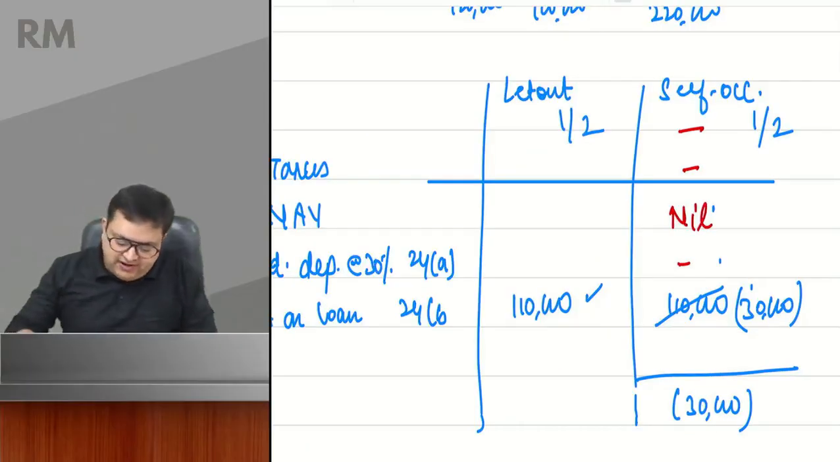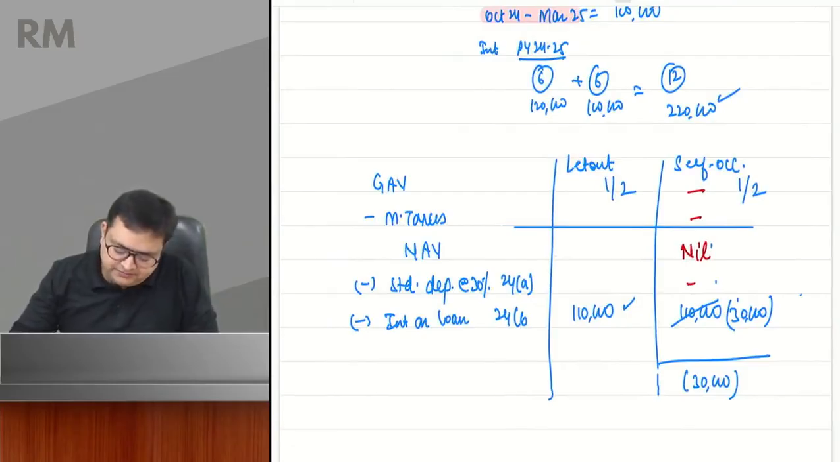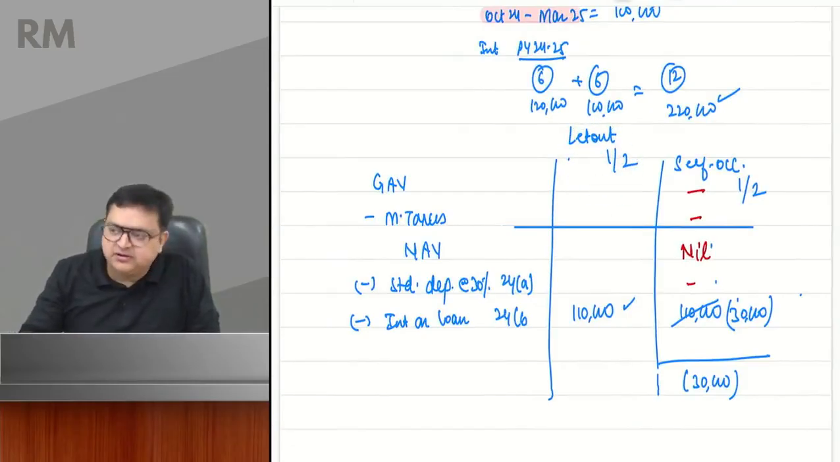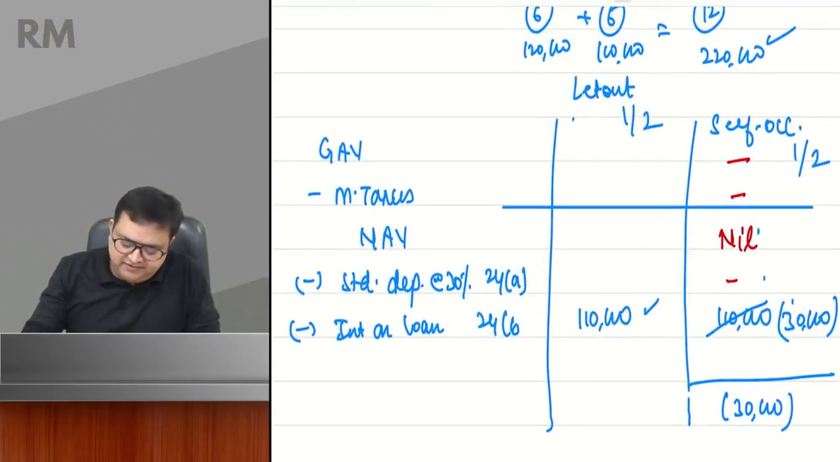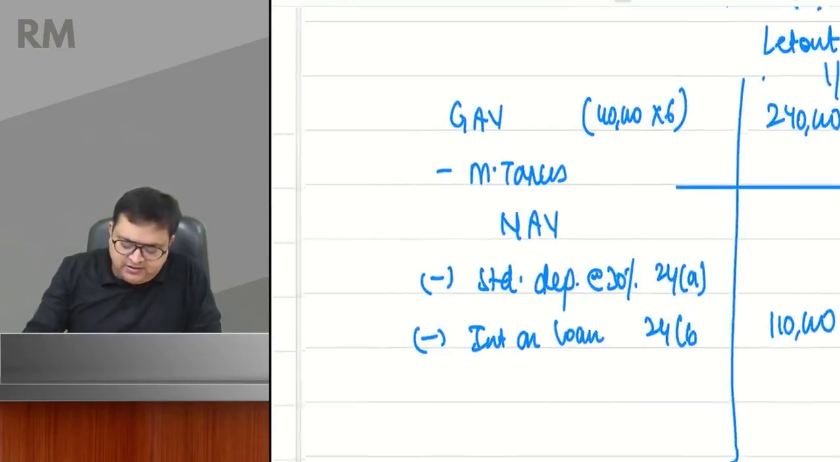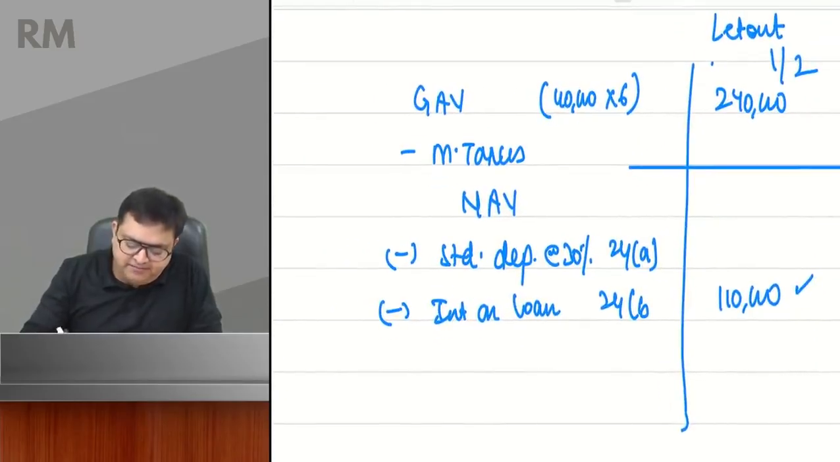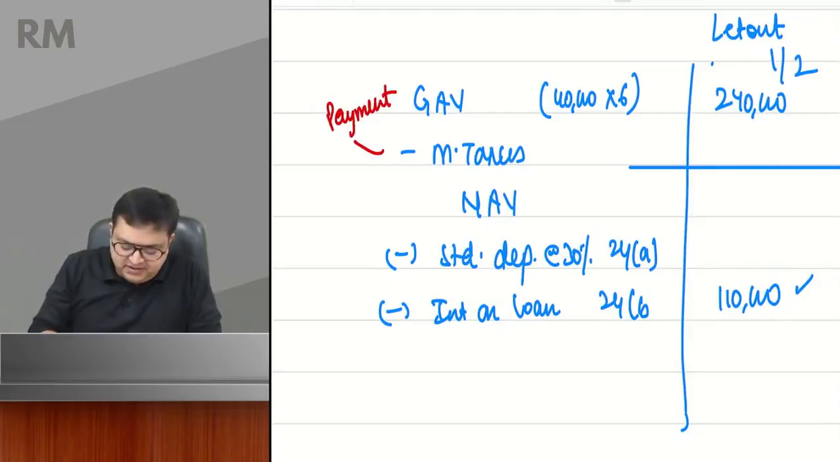Now, for the let out property, the GAV is the rent received. The GAV is the rent received. The rent received is 40,000 into 12 or 6. Why? October onwards. 2,40,000. We all know under house property, municipal taxes are allowed on payment basis. Interest on loan is allowed on due basis.